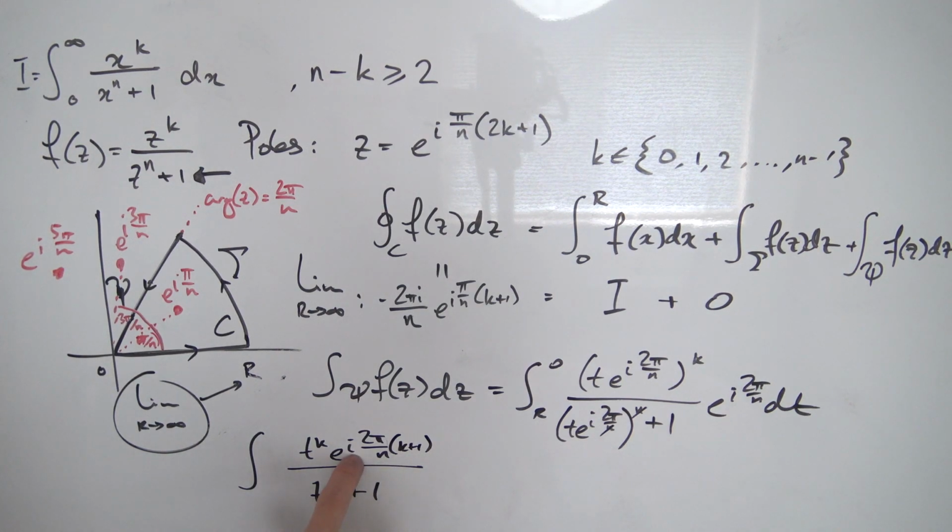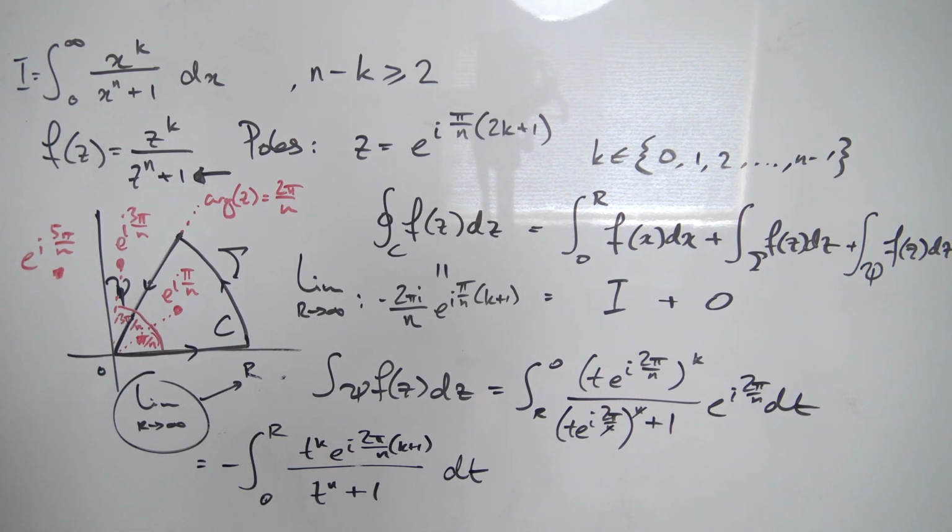You can confirm that for yourself. If you have i times 2 pi over n times k, that's what we had over here. And plus 1, well, that's just e to the i 2 pi over n, which is what we have right here. So in fact, you can factor it like that. And we have a dt. And let's switch the orientation of this integral. So now we're going from 0 to r, and we have to introduce a negative as well.